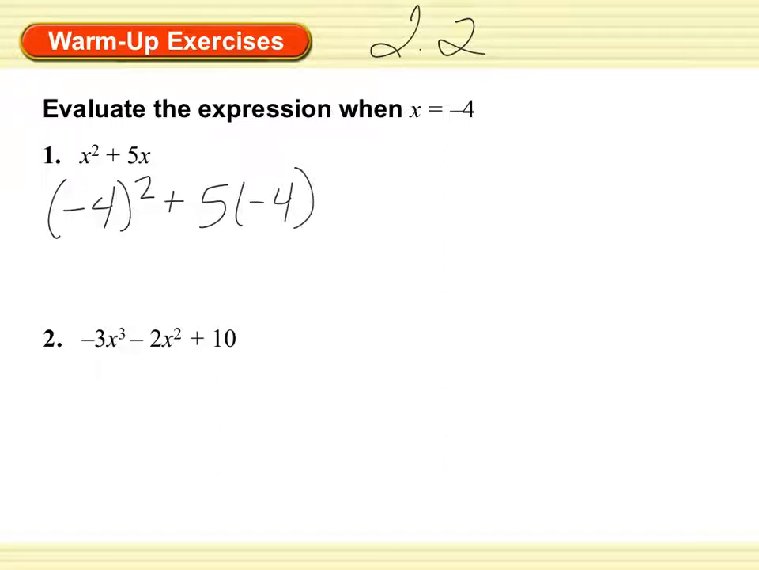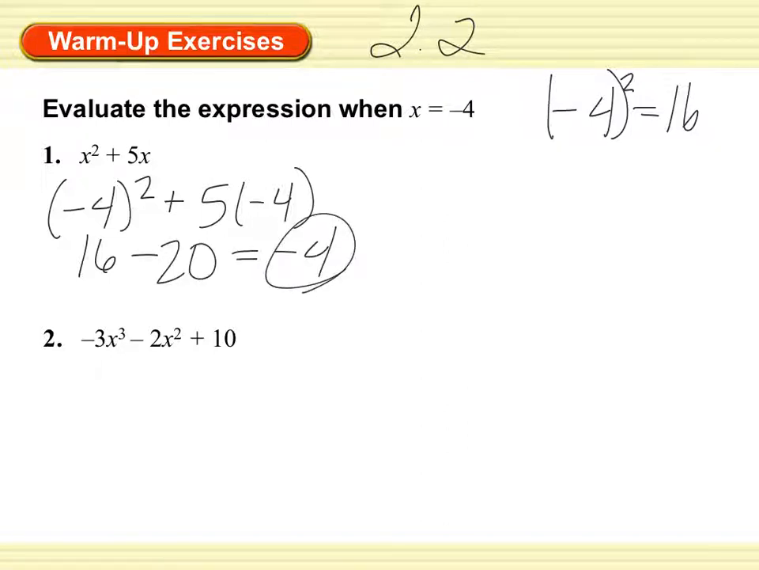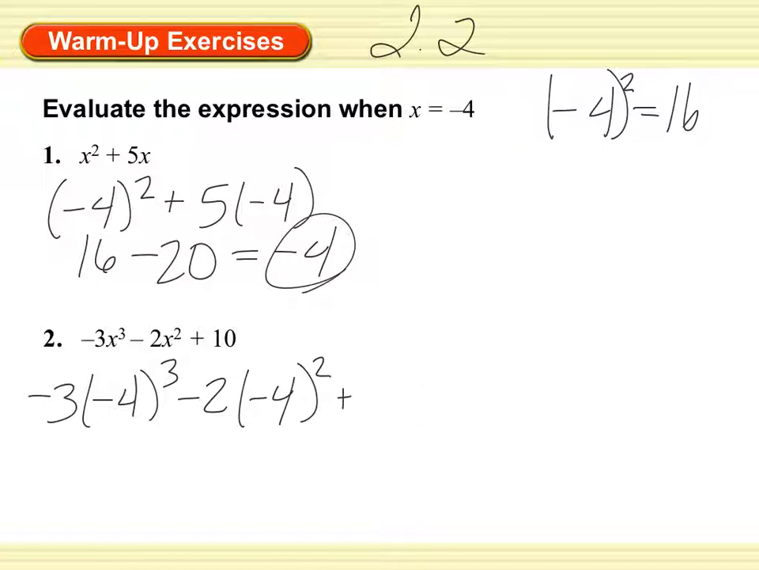Please remember, when you type into your calculator -4 squared, you're going to get the incorrect answer of -16. But if you put parentheses around it, you'll get the right answer of a positive 16, right? 16 minus 20 is -4. Go ahead and substitute. Third power. Make sure you use parentheses when squaring or cubing anything with negative numbers.